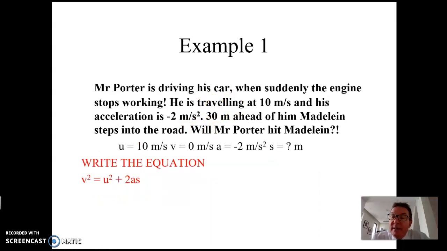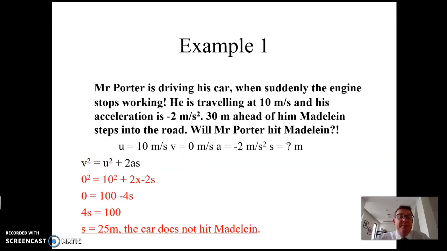Okay, next, again, all physics questions are the same. We write the equation down we're going to use. Well, in this case, we know V, we know U, we know A, we want to find out S. We've got one unknown, so we're going to use V squared equals U squared plus 2aS. We then put the numbers in.